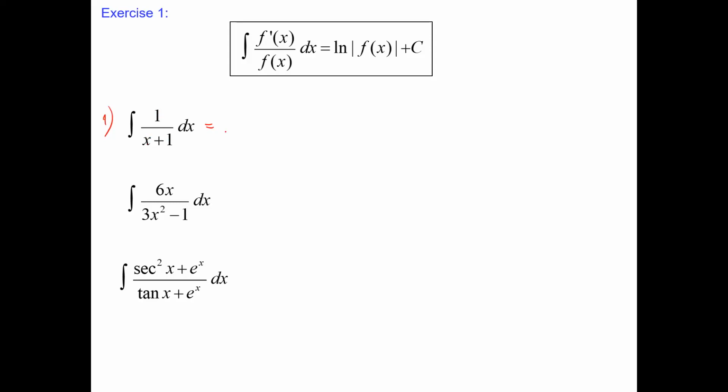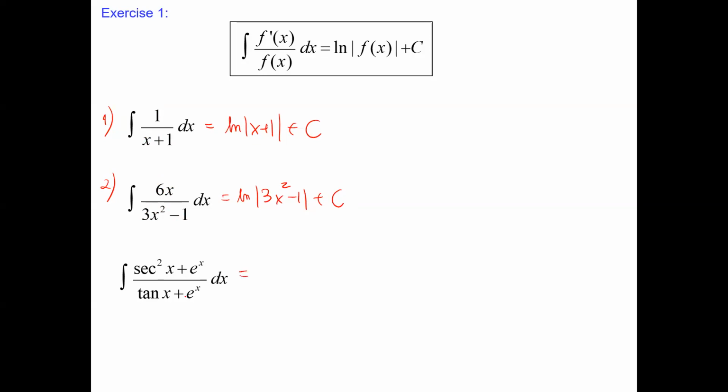Derivative of x plus 1 is 1. Yes, that means I am allowed to say this. Okay, let's look at number 2. Integral of 6x over 3x squared minus 1. Derivative of the denominator is sitting on the top, 6x. I am allowed to say that this is natural log of the denominator, if and only if you see the derivative on the top.